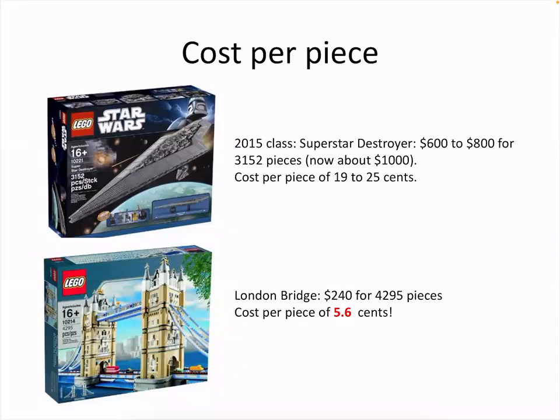So part of this could be the fact that, with the London Bridge, you don't have to pay royalties to Her Majesty. Why do you think the Superstar Destroyer might be so much more expensive than the London Bridge? Which, if you want, both of them are in my office. Any thoughts?